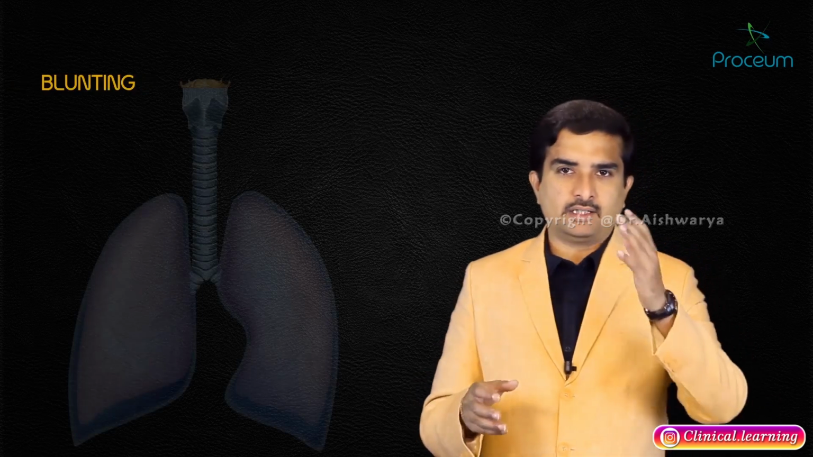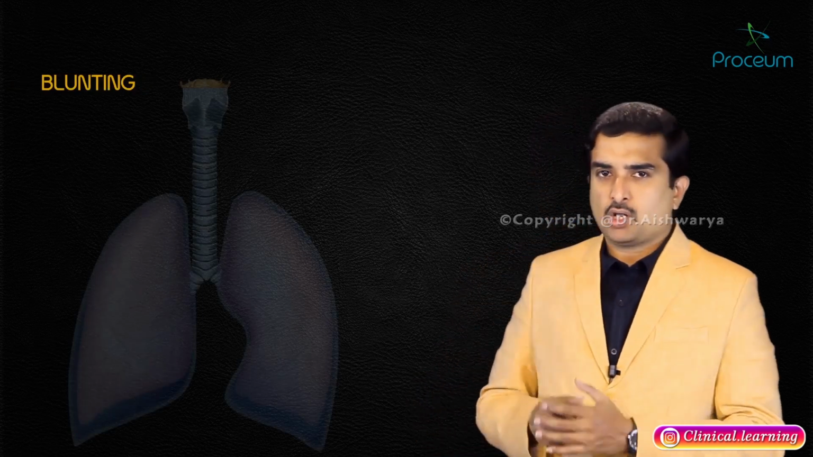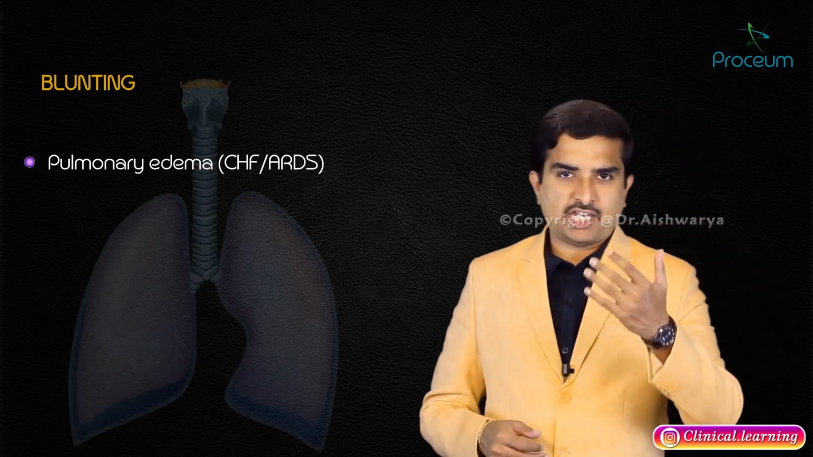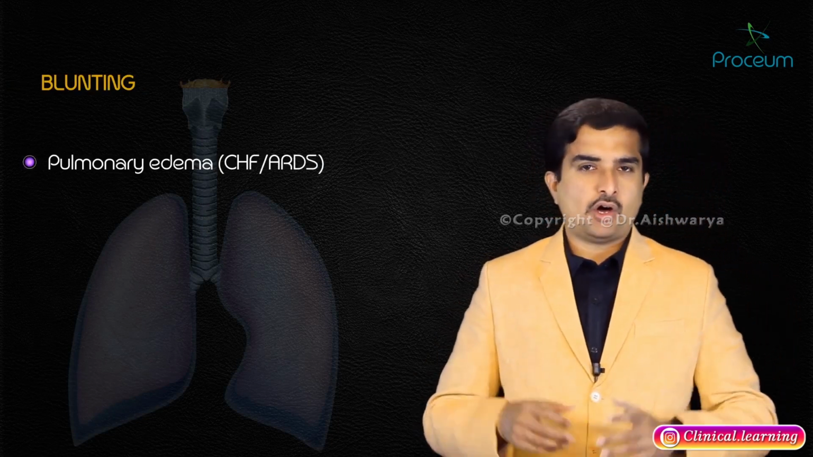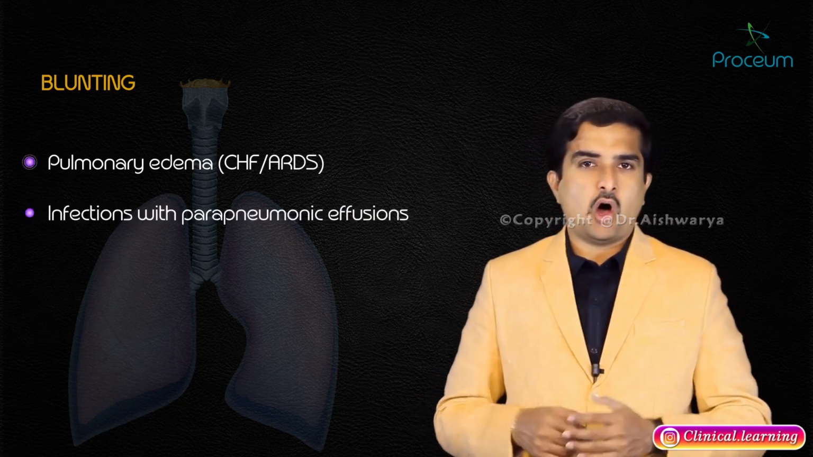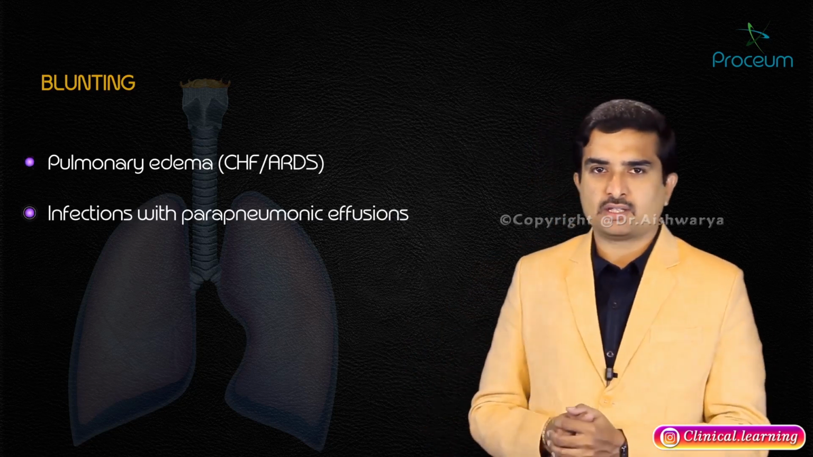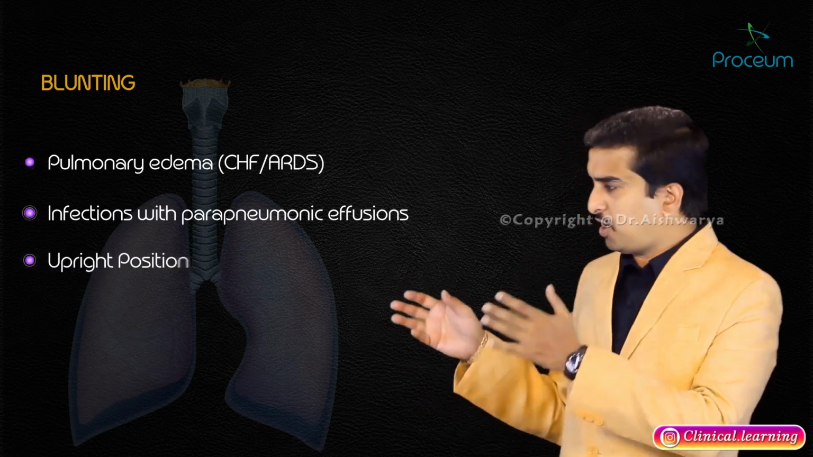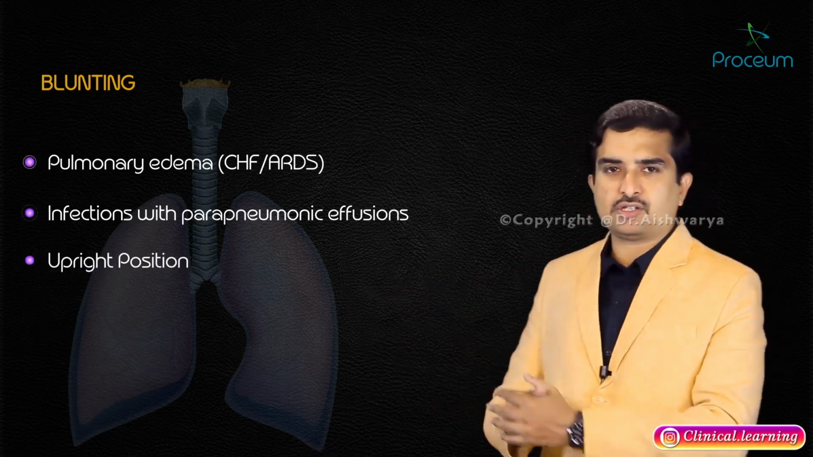Blunting of this angle occurs in pathological conditions causing pulmonary edema, such as congestive heart failure or acute respiratory distress syndrome, or complications of infections with parapneumonic effusions, or any fluids in the pleural space that accumulate in the costodiaphragmatic space when the patient is in the upright position.